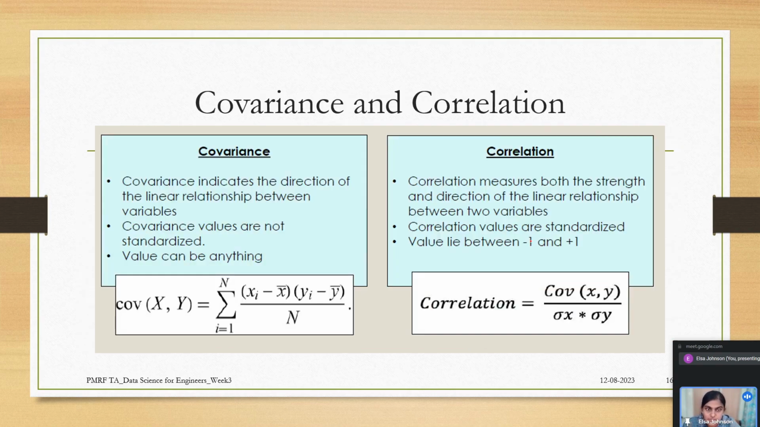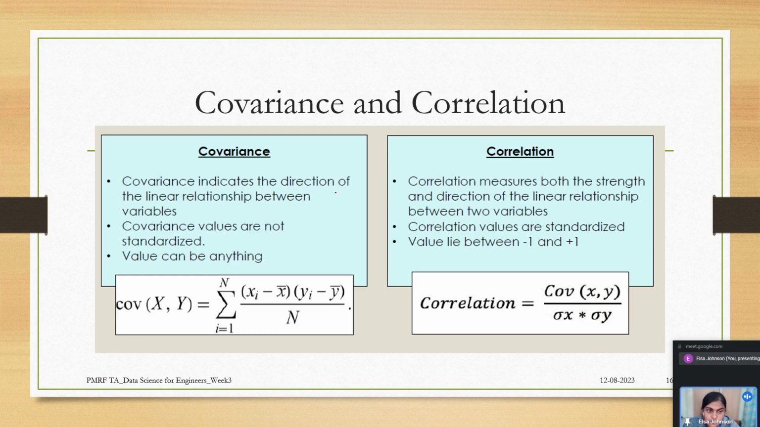Now we look at the covariance and correlation. Covariance indicates the direction of the linear relationship between variables. Covariance values will not be standardized. The value can be anything. The formula for that is summation i equal to 1 to n, (xi minus x bar) into (yi minus y bar), divided by the total number n. So it only indicates the direction of the linear relationship between variables.